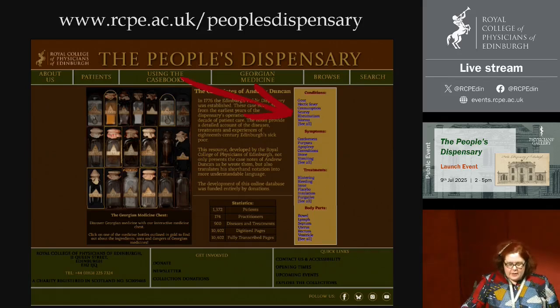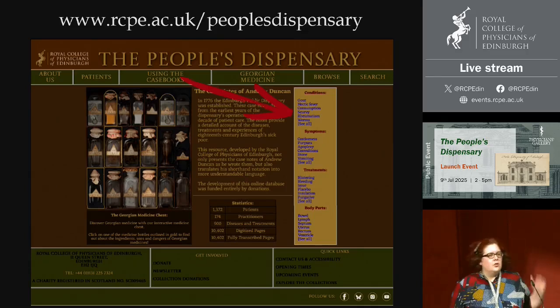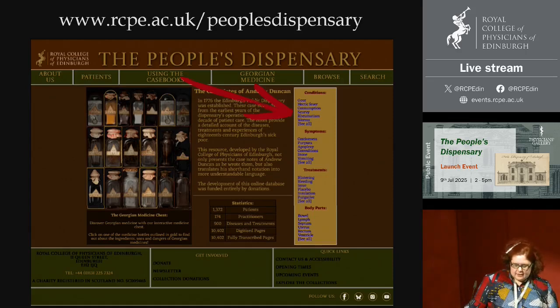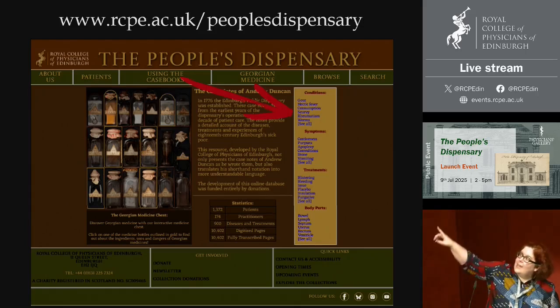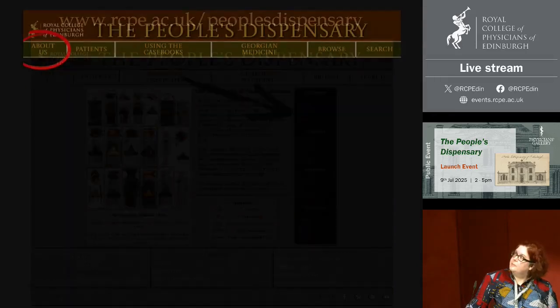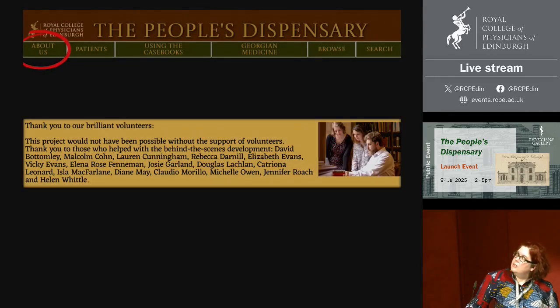On the sidebar there, this is where you can easily access some of the diseases. So we just selected some of our favorite diseases to list there, but you can see that you can access the collection via searching by disease, symptom, treatment, and body part. So there's lots of different ways that you can access this collection. So I'm just going to go through the tabs along the top there just to explain what those are.